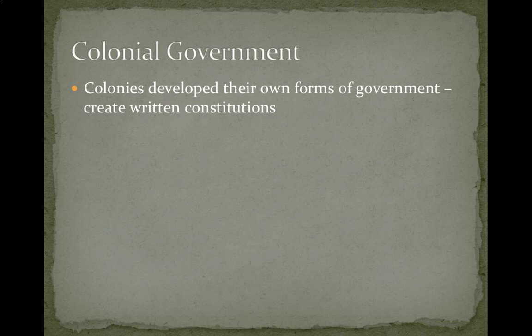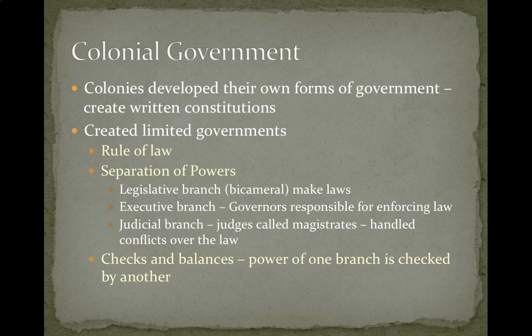Colonies developed their own forms of government and they created written constitutions. And if you remember, that's different than England. Britain did not have an actual written constitution, but a collection of documents and traditions and common laws. The other thing they did was create limited governments, the idea of rule of law, where the officials were subject to the laws that they made. They created governments that had separate branches, and each one of them had separate powers.